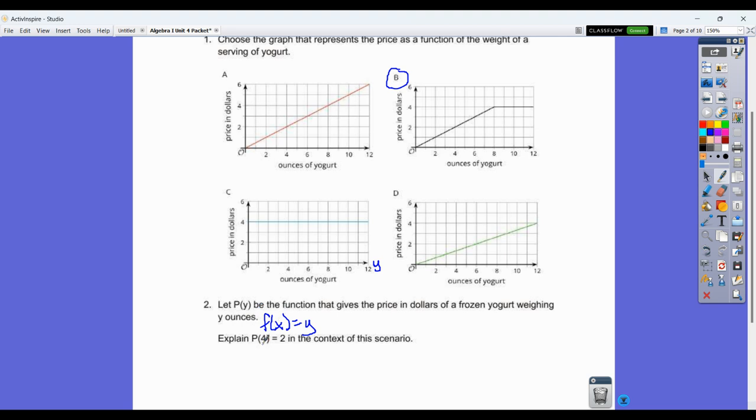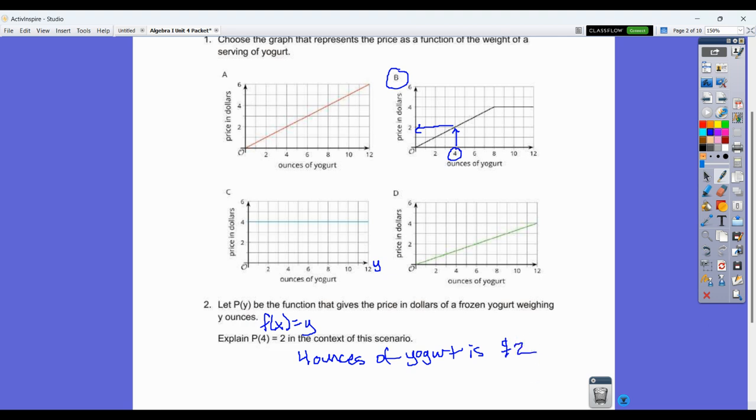So 4 is going to give me that axis. And if I'm looking at this, that's the 4 that's here. And if I go up on the chart, that's where I end up, and I end up with 2 for the price in dollars. So what it is telling me is that if I have 4 ounces of yogurt, that is $2.